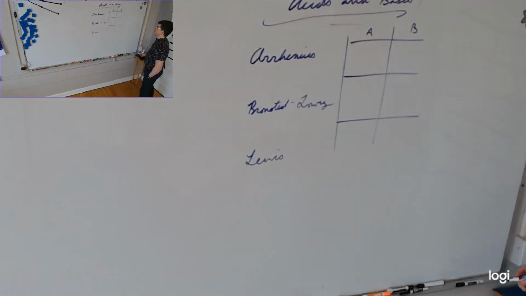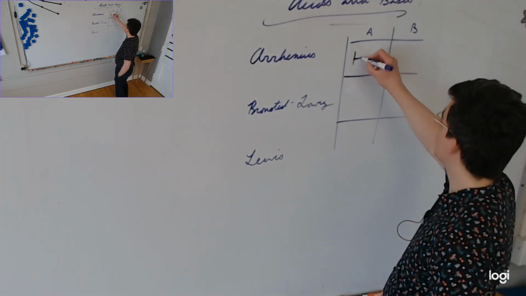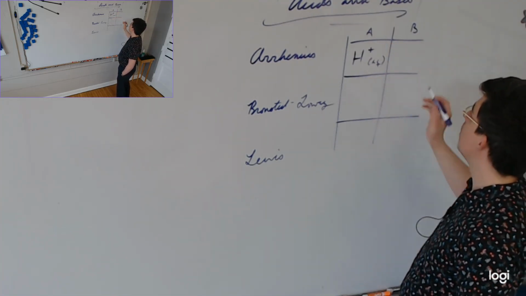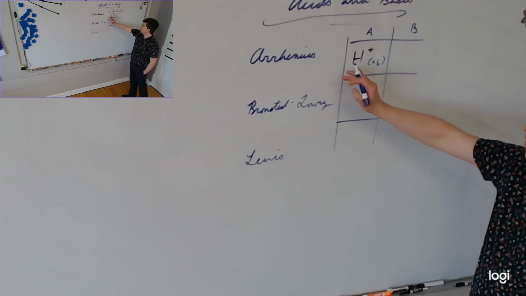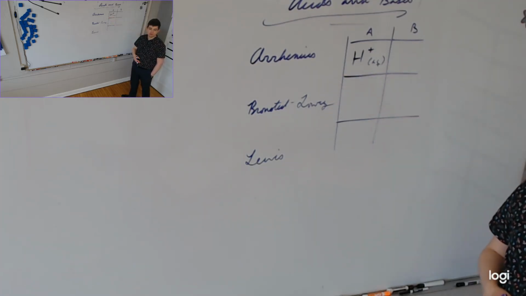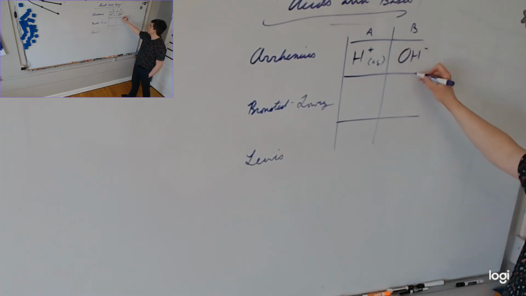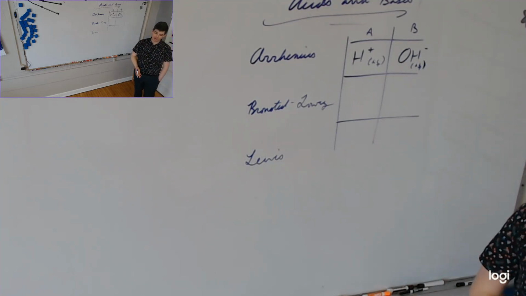In the Arrhenius definition, what is an acid? Yep, that contains hydrogen ions that ionize in aqueous solution. And what's a base in the Arrhenius definition? Well, just use this as a guide. If an acid is one that releases a hydrogen ion into solution, what is a base? One that releases a hydroxide ion. It's releasing, it's not containing.